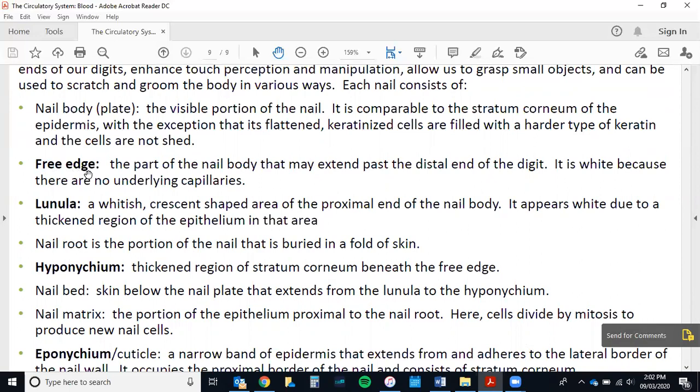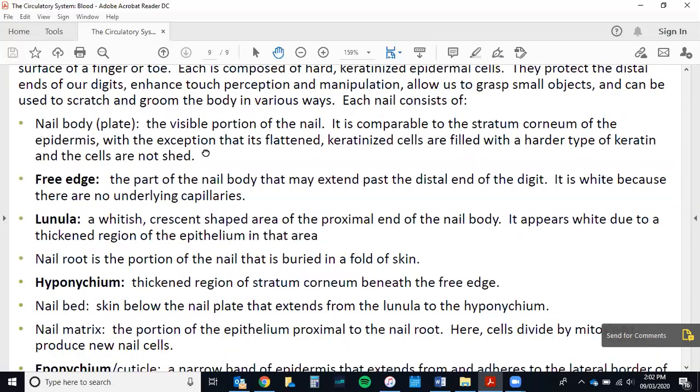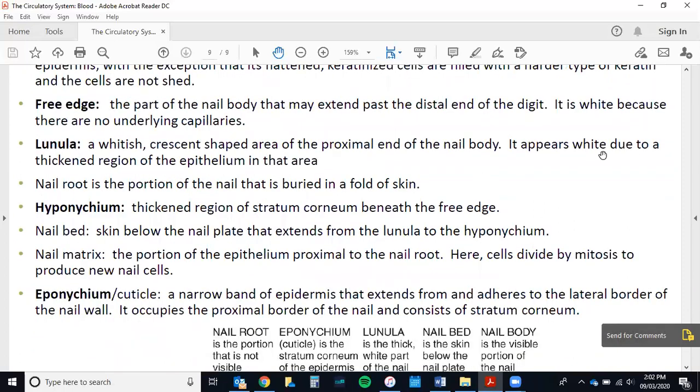Depending upon how short you keep your finger and toenails clipped, this is what you're taking off. That's why it says it may extend past; if you cut it short, it might not. It's white in appearance because of no underlying capillaries. And on the other end of your nail, the proximal side, is a quarter-moon, crescent-shaped lunula, another white area, which appears white due to a thickened region of the epithelium in that area.